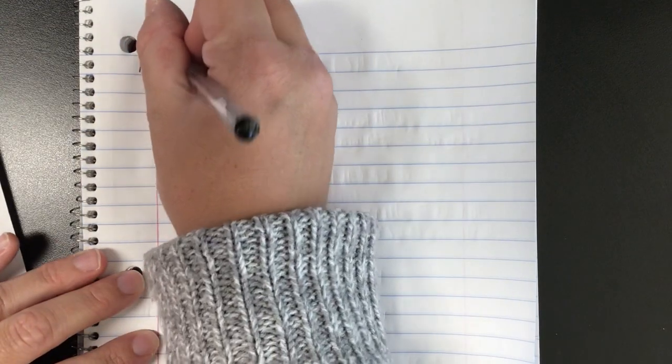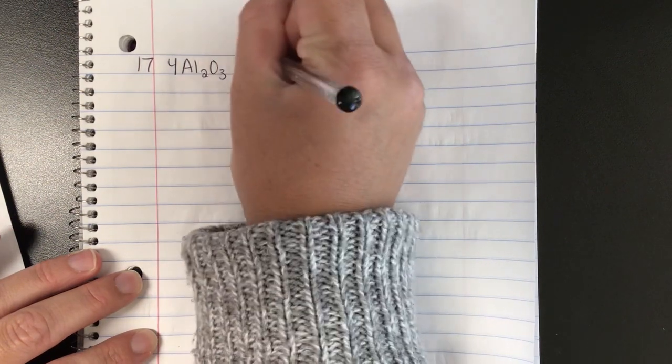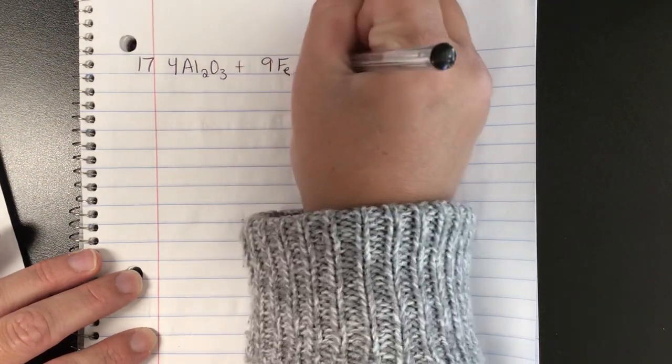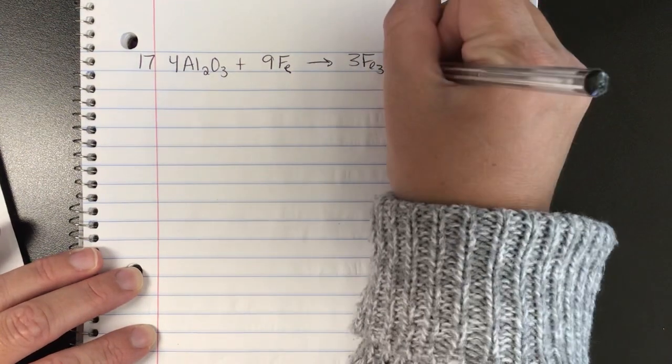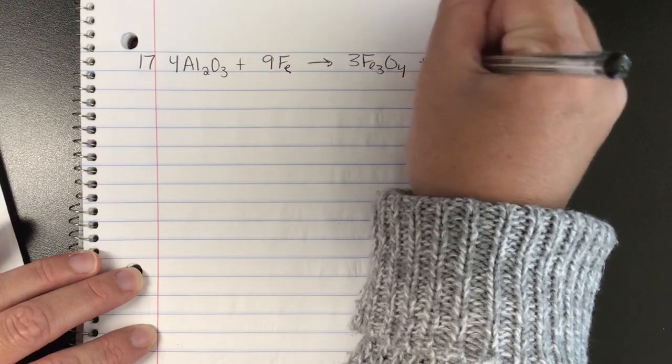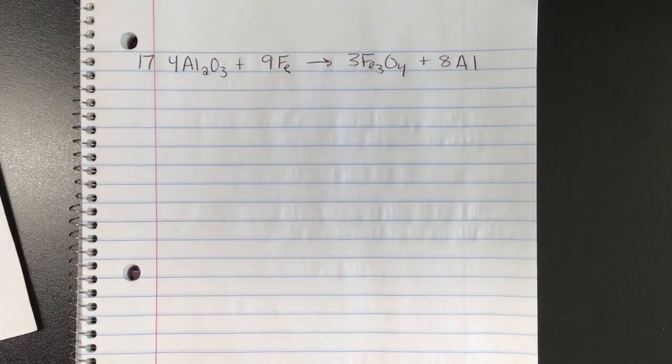Okay, 17. To balance it, we need a 4, a 9, a 3, and 8. So there's our balanced equation.